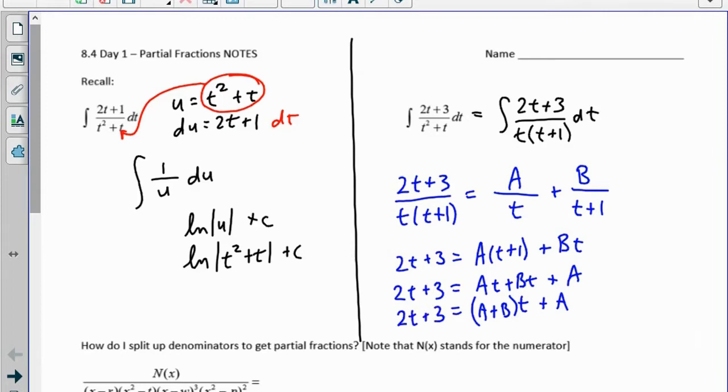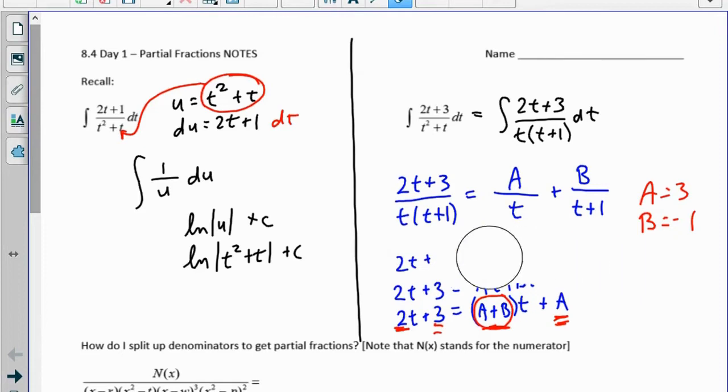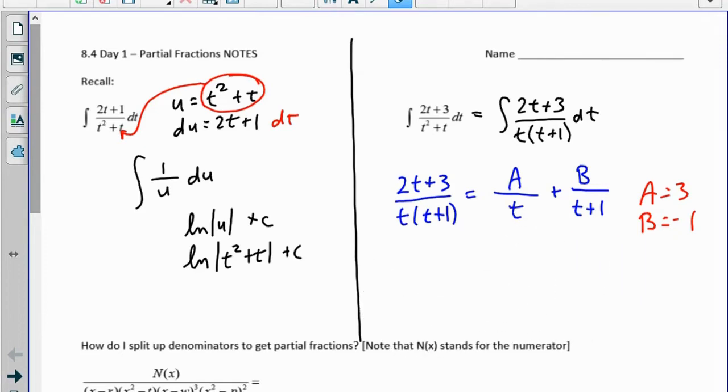So ultimately what I have here is I have a plus b must equal 2 and a must equal 3. So if a equals 3, then b has to equal -1, because 3 plus -1 equals 2, and that was what it had to be. And again, you can rewind or something if you need to see that again. So A was 3 and B was -1.